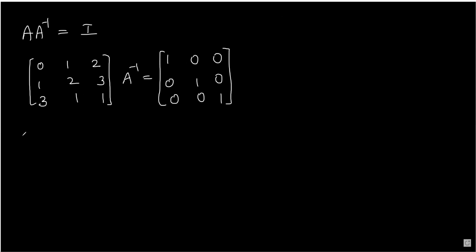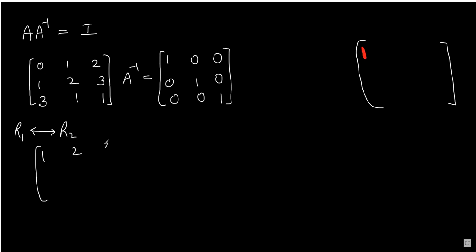So see here, the first one I will write R1 interchange to R2. Why? Because you know the steps. The steps are get one here, get one here. So I want to get one here. You see this? I want this element to be one. So for that, I will change R1 to R2. So see, when I do that, I get 1, 2, 3. Okay. 0, 1, 2. R1 and R2 interchange. 3, 1, 1. No change to R3.